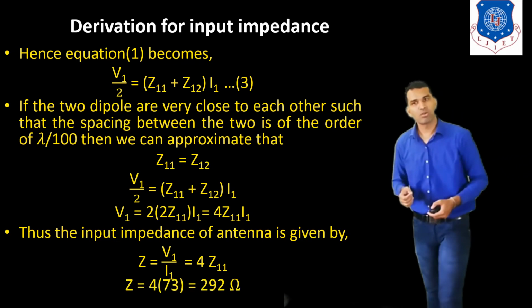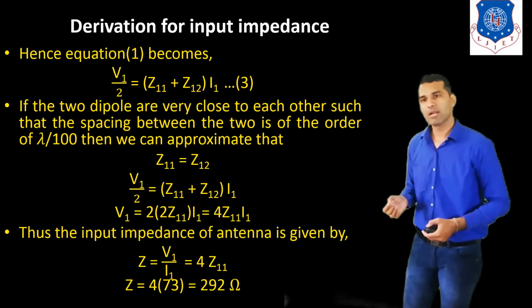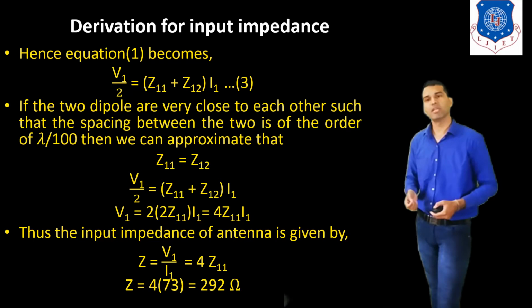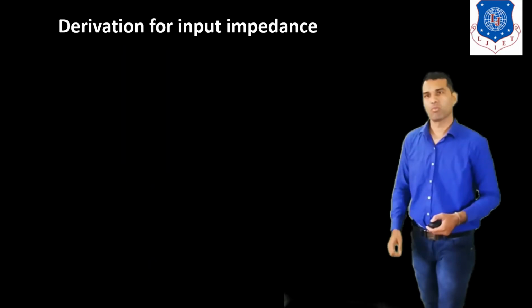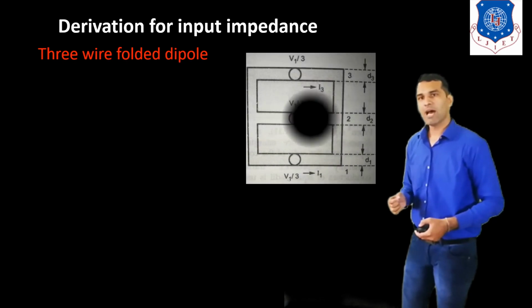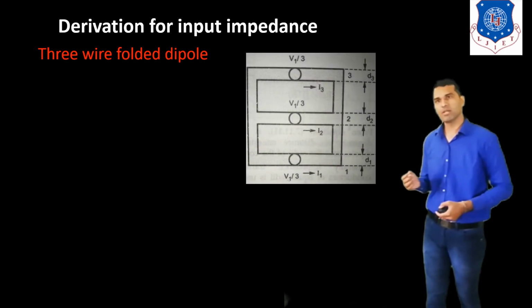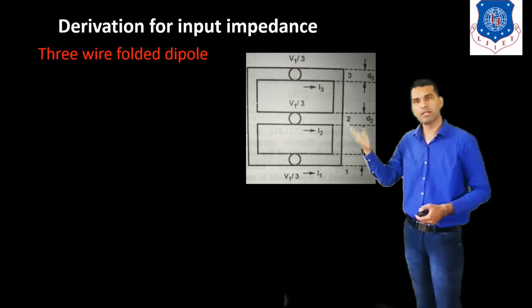And we also know that Z11 is nothing but the 73 ohm. So we get the input impedance Z equals 292 ohm. Now we discuss the derivation for input impedance in the 3-wire folded dipole case.